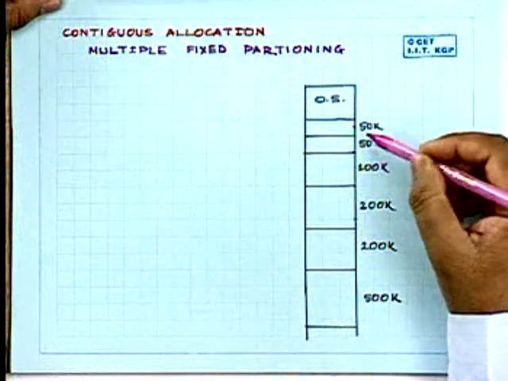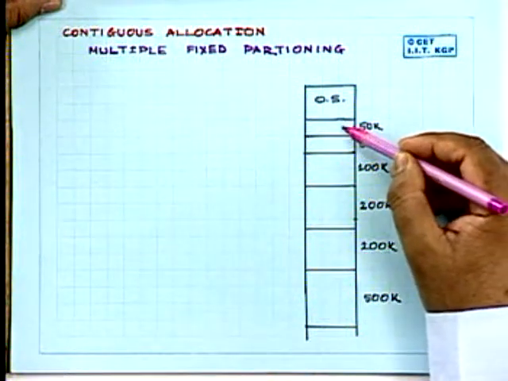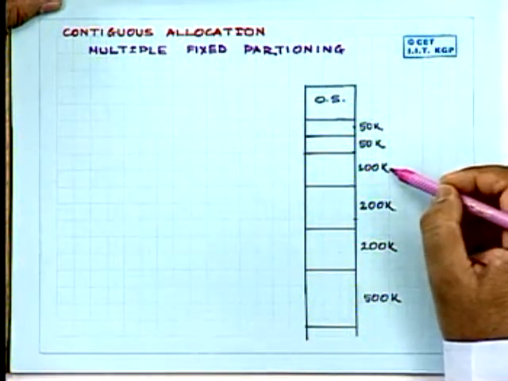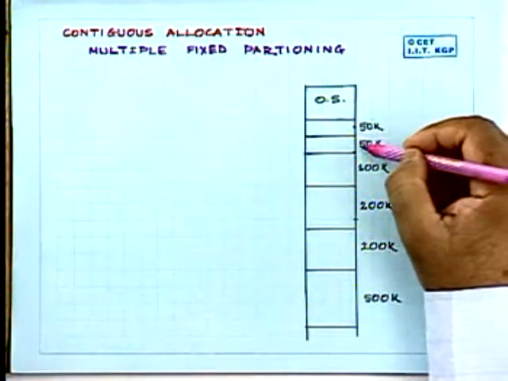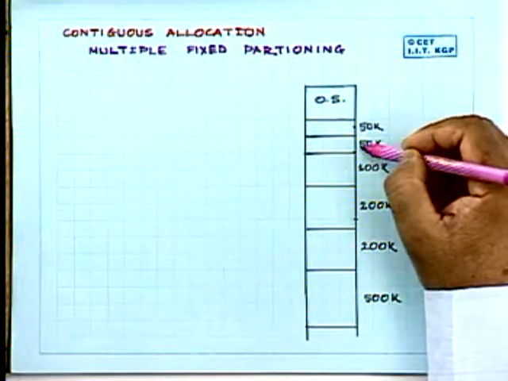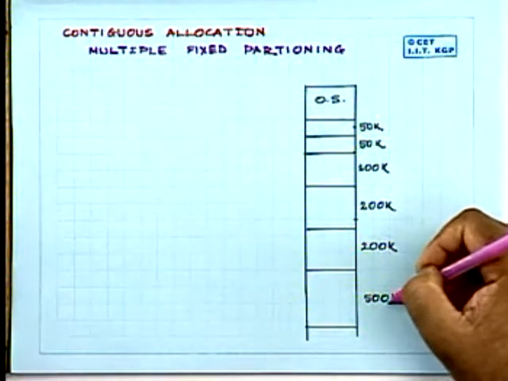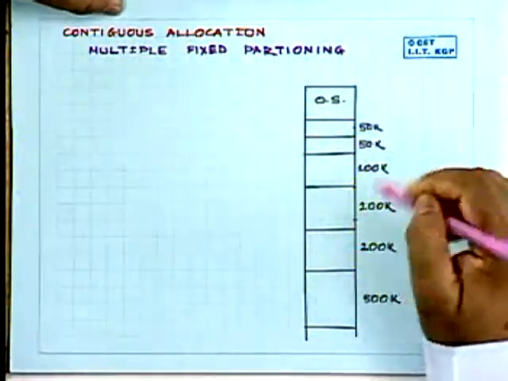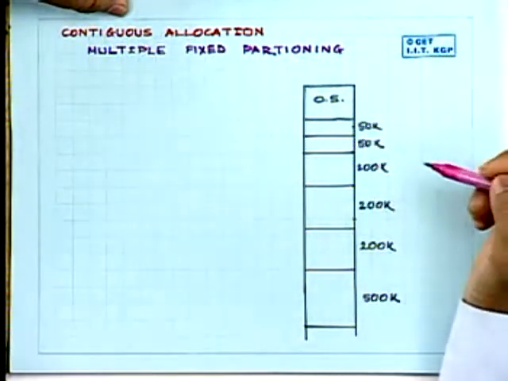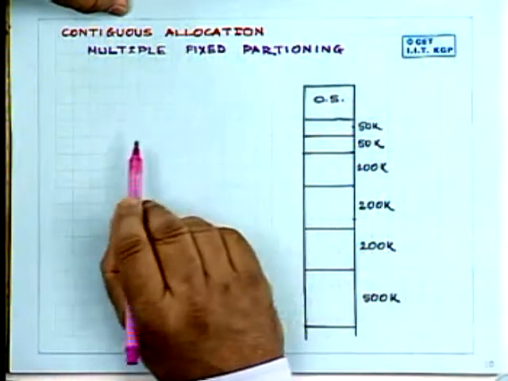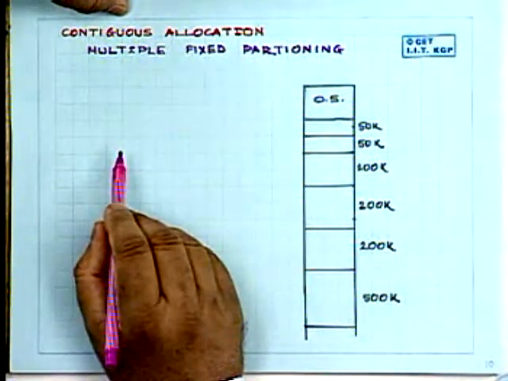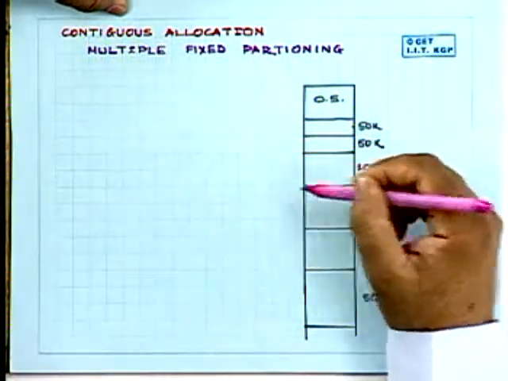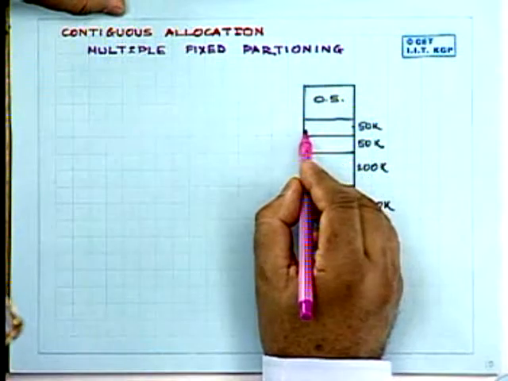Here I have assumed that programs of sizes 50K and 200K come more frequently than programs of sizes 100K or 500K. Therefore, two partitions have been kept of 50K and 50K, one of 100K, two of 200K, and one of 500K. This is a policy decision the system administrator has to take and accordingly define the partitions. Now, as a process comes, depending upon its size, a particular partition is allocated to that process. Say, for example, a process comes which is less than 50K.